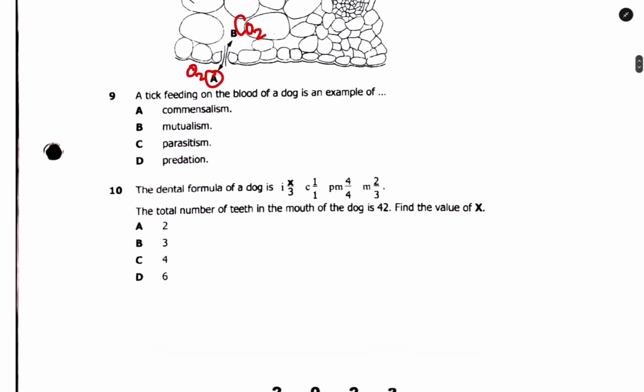A tick feeding on the blood of a dog is an example of. So now, a tick on a dog is a parasite. So that is parasitism. A dog is harmed, at the same time a tick is benefiting. I guess you understand that kind of symbiotic relation. This is on symbiotic relation.